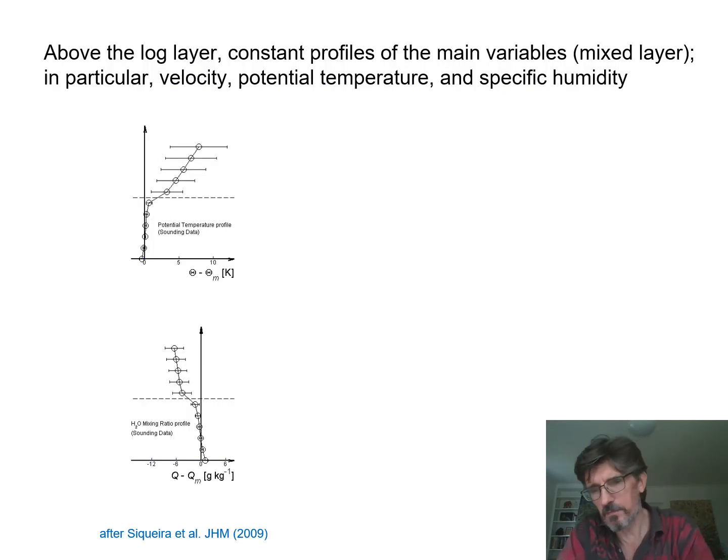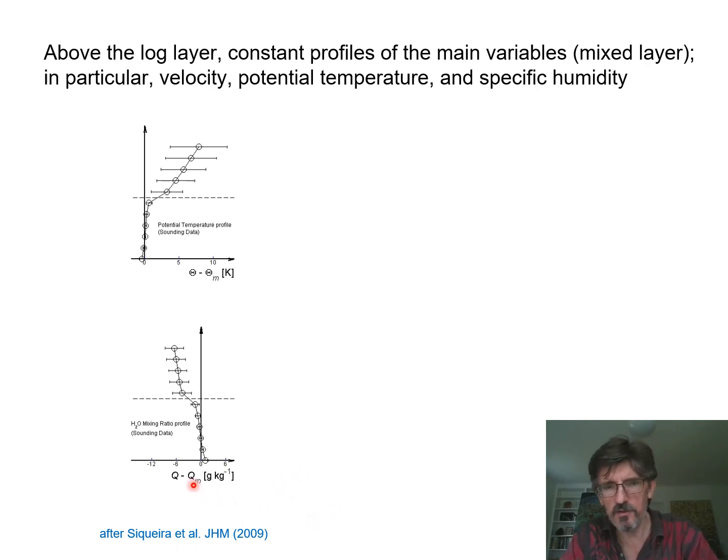So between the logarithmic layer, which is a very shallow part on top of the canopy, and the free atmosphere, there is this growing layer, the atmospheric boundary layer, where the main variables in this mixed layer have constant profiles, in particular the velocity, the potential temperature, and the specific humidity. Unfortunately these are a little bit tiny figures, but here we have potential temperature normalized with respect to this minimum at the surface, and here is the specific humidity q. Sorry for the change in notation. This is taken from a paper by Mario Siqueira, Gabi Katul, and myself a few years ago.